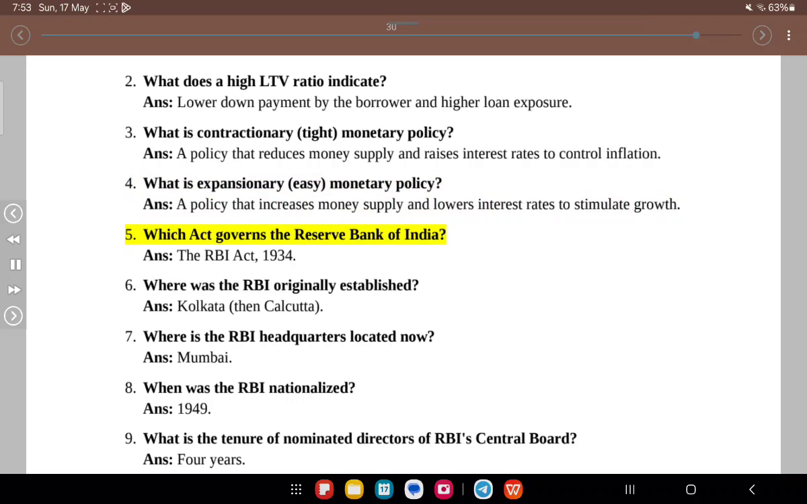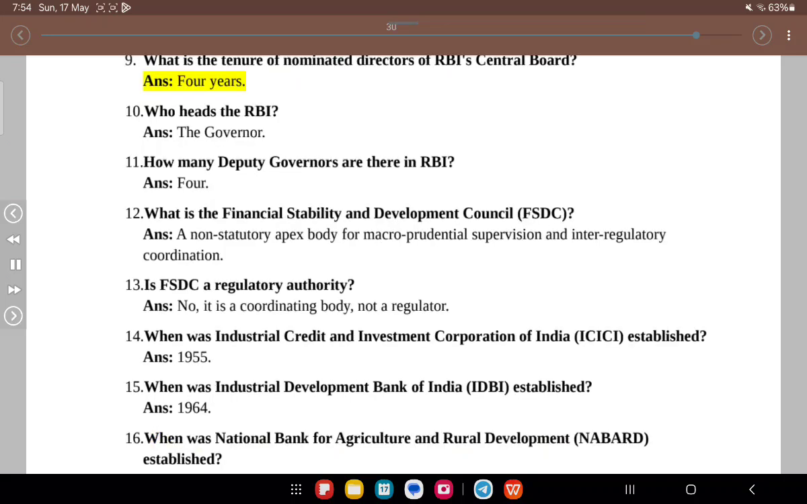5. Which act governs the Reserve Bank of India? Ans. The RBI Act, 1934. 6. Where was the RBI originally established? Ans. Kolkata, then Calcutta. 7. Where is the RBI headquarters located now? Ans. Mumbai. 8. When was the RBI nationalized? Ans. 1949. 9. What is the tenure of nominated directors of RBI's Central Board? Ans. 4 years. 10. Who heads the RBI? Ans. The governor. 11. How many deputy governors are there in RBI? Ans. 4.